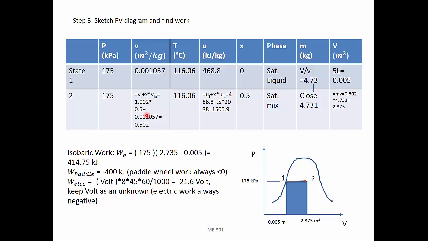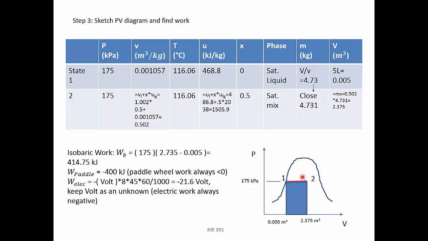In step 3, we now need to find work. From the table, we should be able to identify pressure and volume for both state 1 and state 2. And they can be identified here and specified on the PV diagram with respect to the saturation lines. As you can see, the process from 1 to 2, because it's isobaric, turns out to be a straight line.